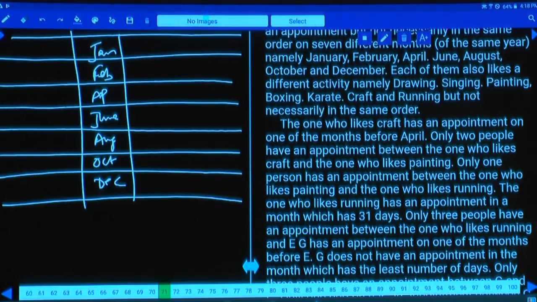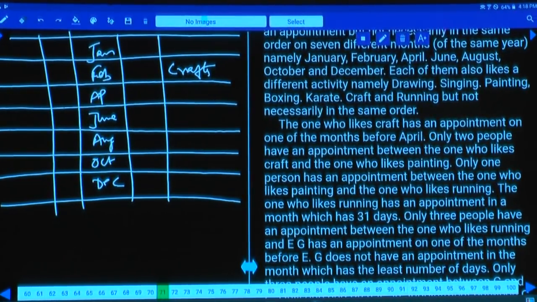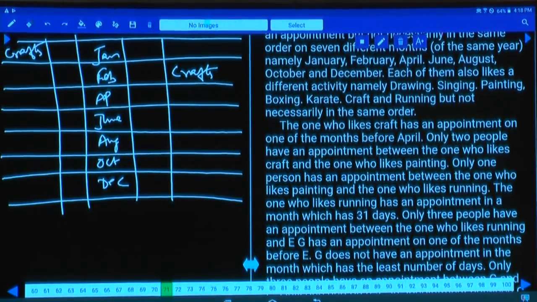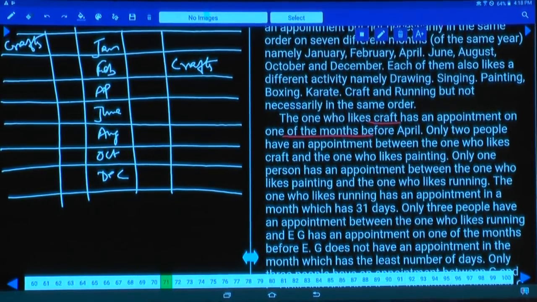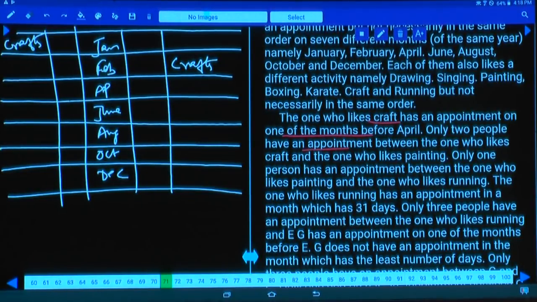Then the one who likes craft has an appointment on one of the months before April. Hence, how many possibilities can we have? There are 2 possibilities. Craft can be Feb or craft can be in the month of Jan. Before April, there are 2 months, Jan and Feb. Only 2 people have an appointment between the one who likes craft and the one who likes painting. Between craft and painting, there must be exactly 2 people.